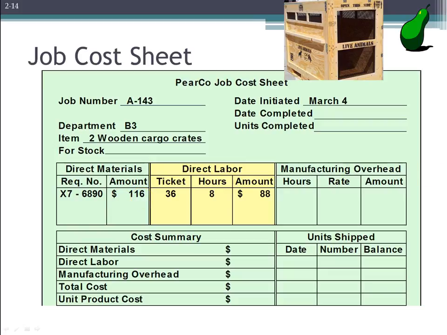The problem is that these aren't the only costs to create these things, right? They've got to share a portion of the rent, of the depreciation of the machines, of the manager's salary, of the secretary's salary, of the security guard's salary, every other expense that is related to the manufacturing or factory operations. A part of that needs to be applied to these 2 wooden crates that we've created. Otherwise, we won't be pricing these things well.